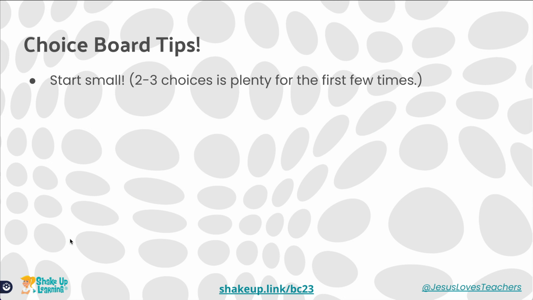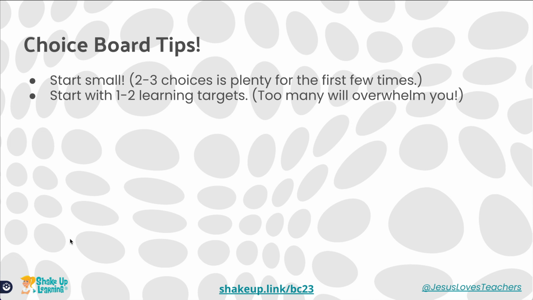Just for the first few times, you like to think kids want to make choices, but they will be overwhelmed and they'll spend way too much class time trying to make a decision. And start with 1 to 2 learning targets. So within your choice board, align these to your learning targets. Making a choice board that aligns with every learning target in your unit, that's going to be huge.